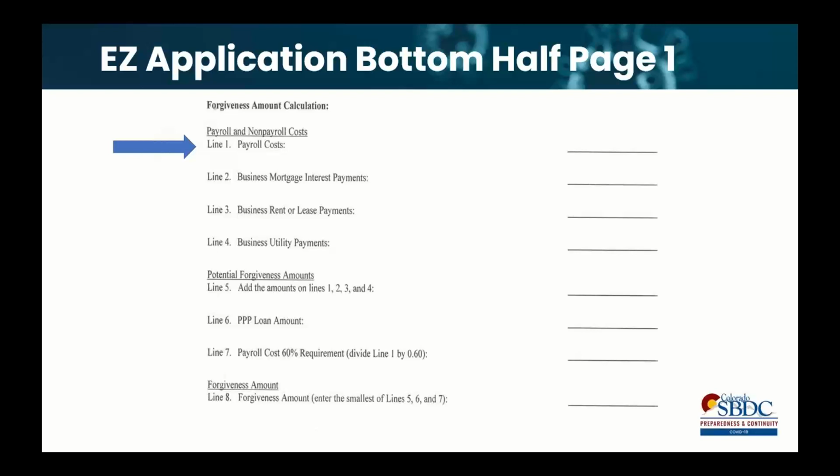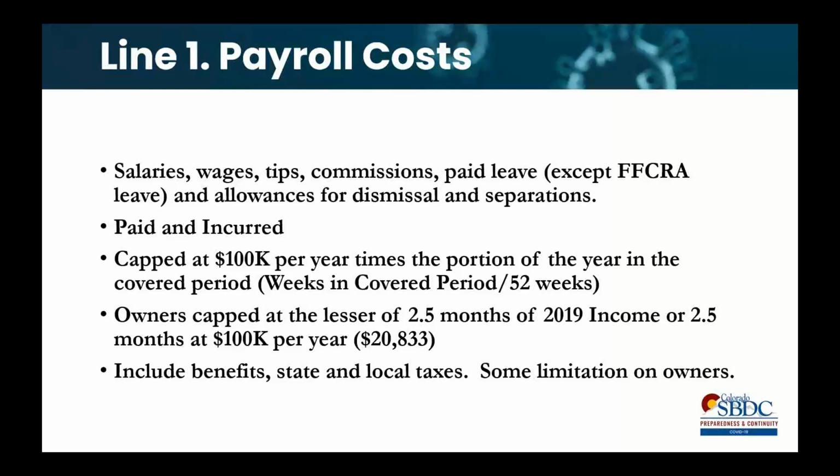The cash compensation portion is pretty straightforward for most employees. It includes salaries, wages, tips, commissions, paid leave, unless that leave is related to the Families First Coronavirus Act. If it is, see the next geek note, and allowances for dismissal and separation. Remember, you can include cash compensation that is paid during the covered period and cash compensation that is incurred during the covered period. If you aren't clear on this, see the next geek note.